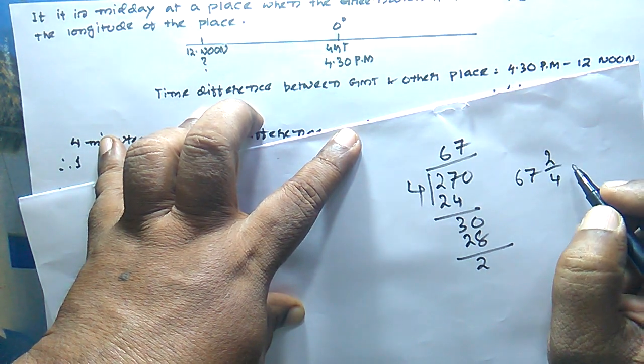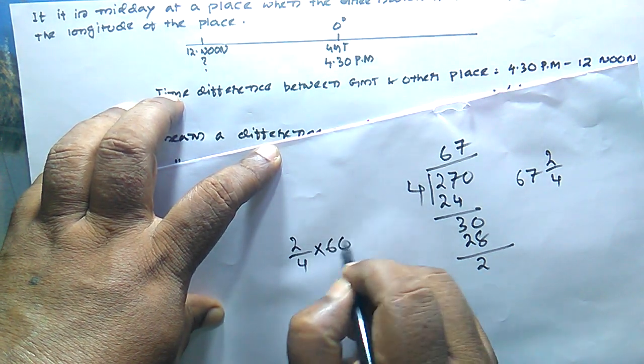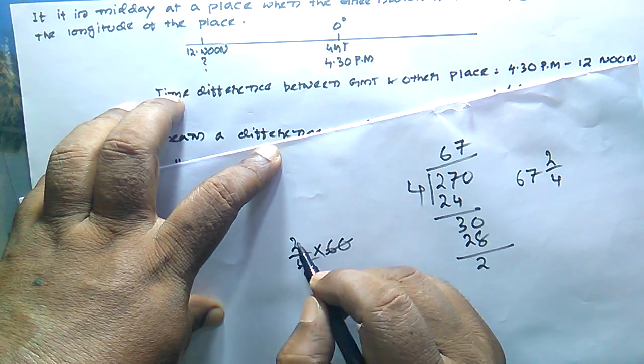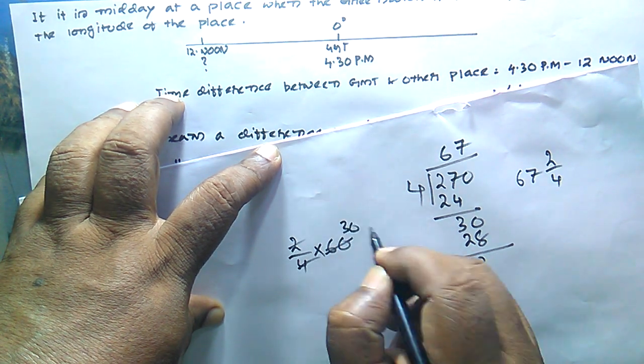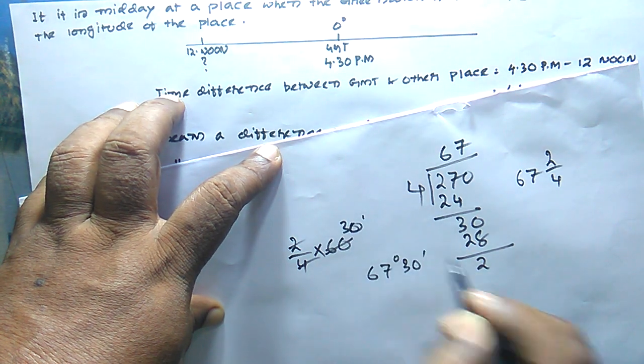Now what is this 2 by 4? 2 by 4, if you want to find out, you have to do it into 60. Now if you cut it, it will directly come 30. That is 67 degree 30 minute.